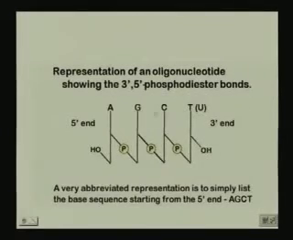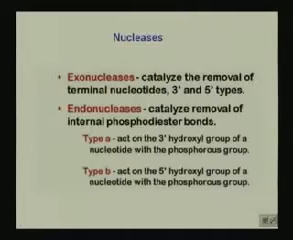We looked at this representation, and as I mentioned before, when we are looking at enzymatic cleavage, we are talking about nucleases. Okay? We are talking about a ribonuclease which is going to cleave ribonucleic acid, and a deoxyribonuclease which is going to cleave deoxyribonucleic acid. There are 2 types of nucleases. The 2 types are exonucleases and endonucleases.